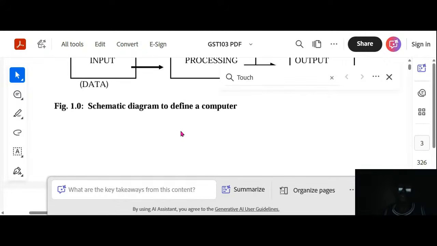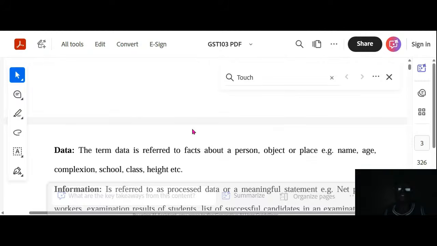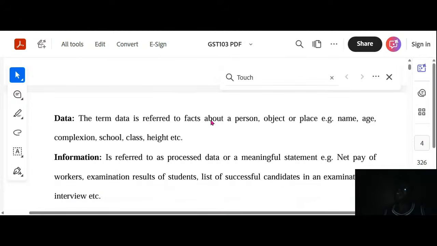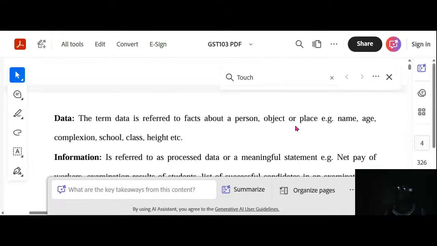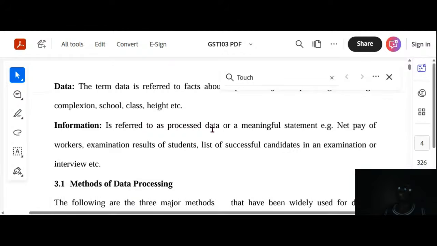And this is a schematic diagram of what we have just explained. So what is data? We say that the computer accepts data through input devices. What is that data? Data is a term that refers to facts about a person, object, or place. So any fact about anybody, about any object or any place is called data. And information is referred to as processed data. It's as simple as that, a meaningful statement. Information is processed data, a meaningful statement.